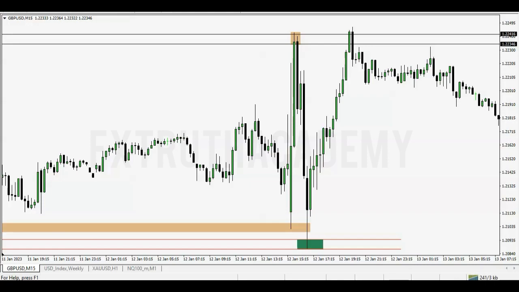So this is a markup I have here on the GBP USD. I'm going to come back to analyze this particular trade at the end of the video. So if you want to see this particular trade, this is actually Thursday's trading, which is the 12th of January.